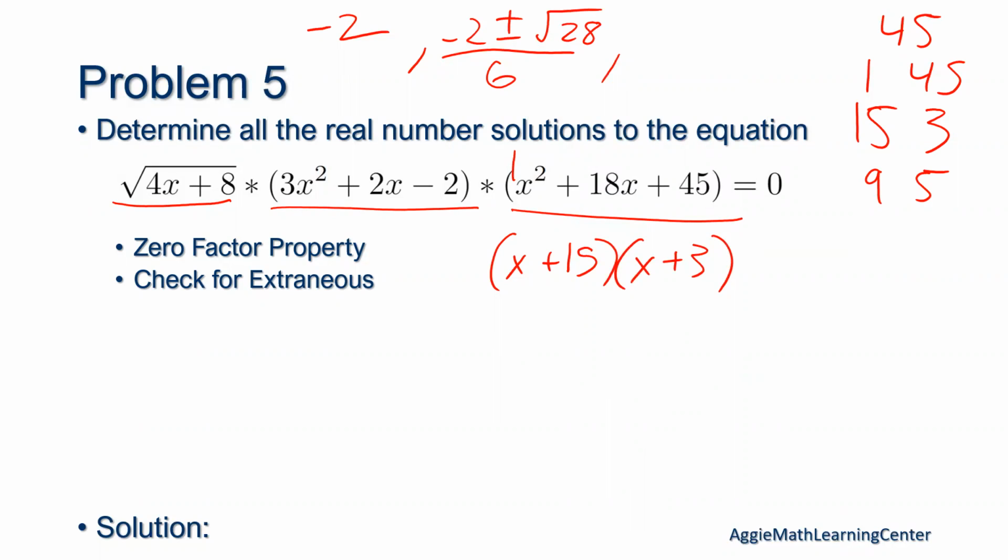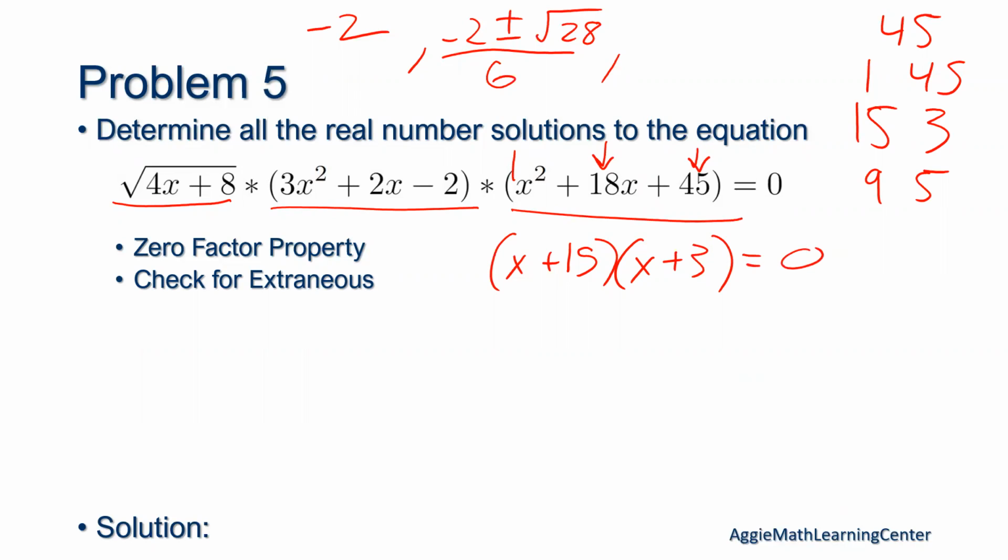Because 15 times 3 gets us 45, and then 15 plus 3 gets us 18. Because that's what happens when you would FOIL this out, right? You'd be multiplying these two things together, but then you would have two terms that have an x in them, and you'd end up simplifying and adding them together. So that's why you can do that with factoring. Fun fact.